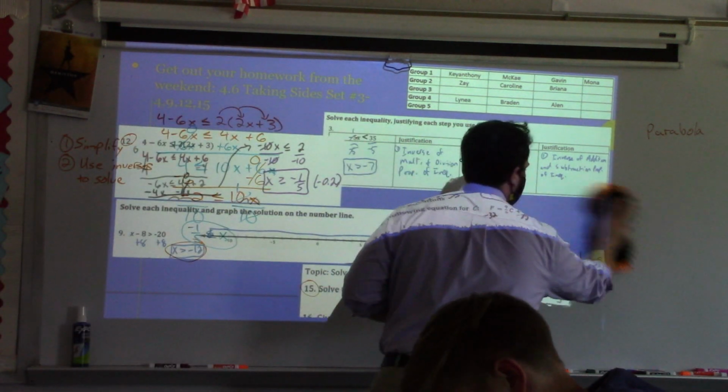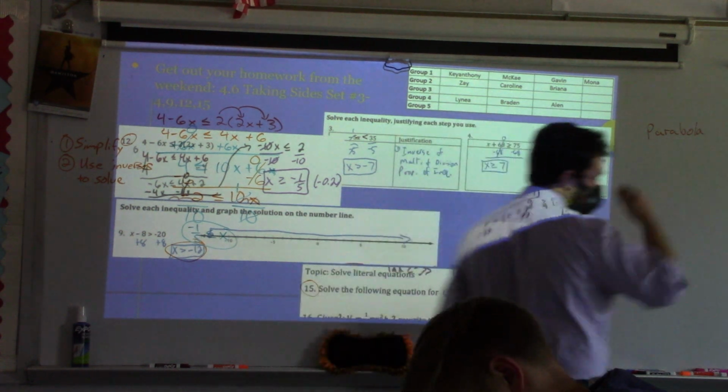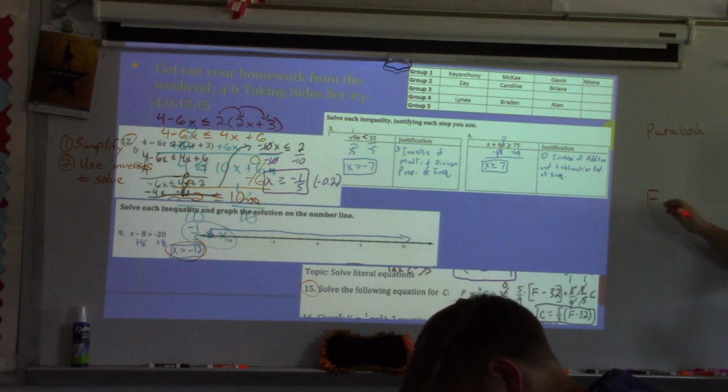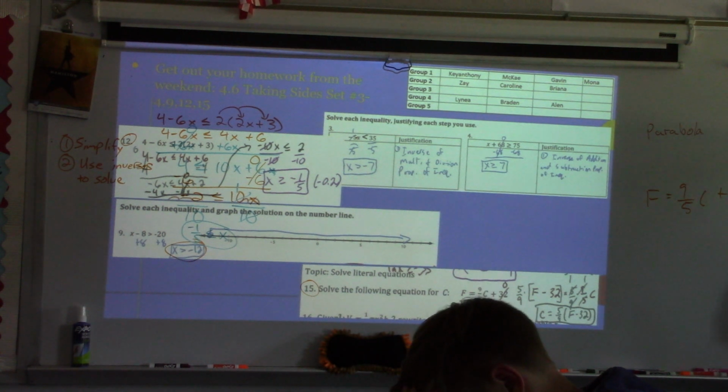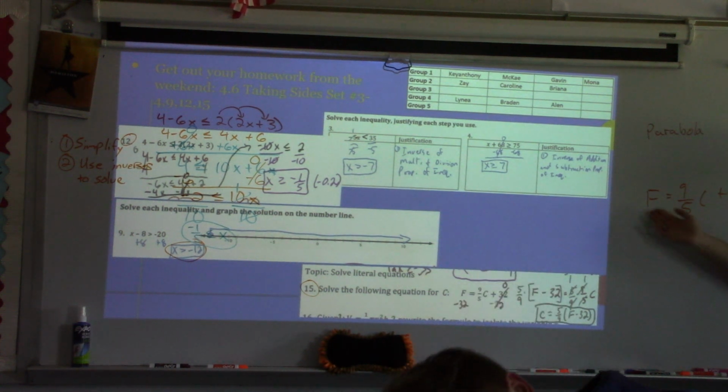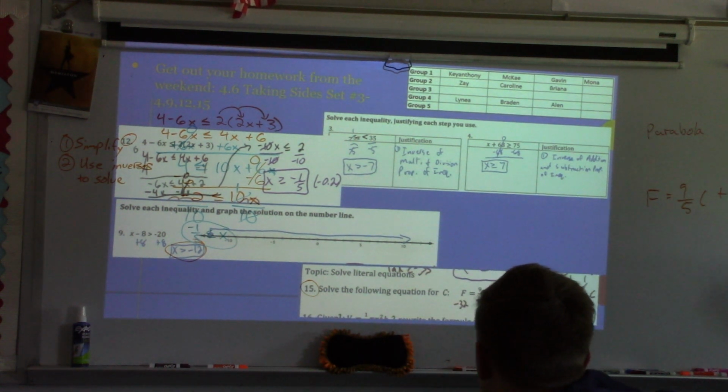Okay. Now, McKay, you asked about number 15. So solve the following equation for C. I want to point this out, this is known as a literal equation. You will not get a final, hey, C is equal to this number, because there's two variables. But if I want to solve for this C right here, what do I need to do?